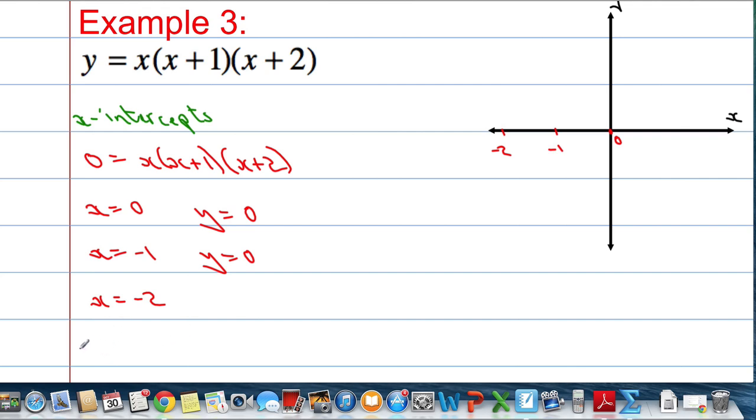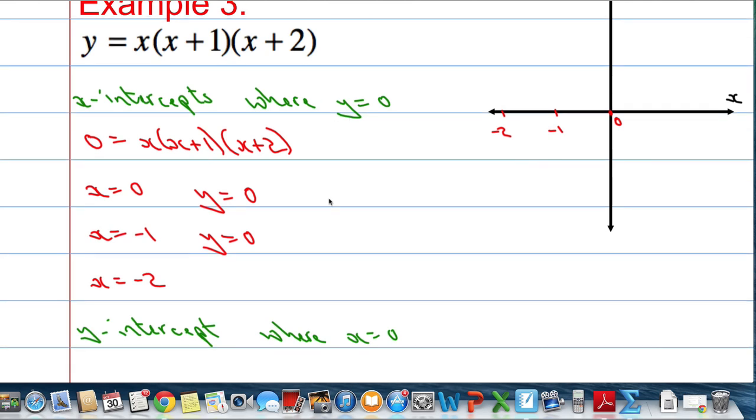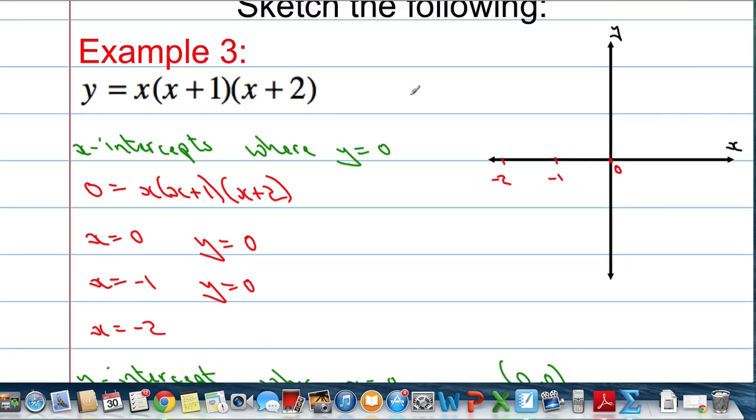So the y-intercept is where x equals 0. This is where y equals 0, just in case we didn't have it down earlier. So going back to our original function, if x is 0, 0 times all of this is going to give me an answer of 0. So you get (0, 0). Okay, and then finally the shape of the graph.